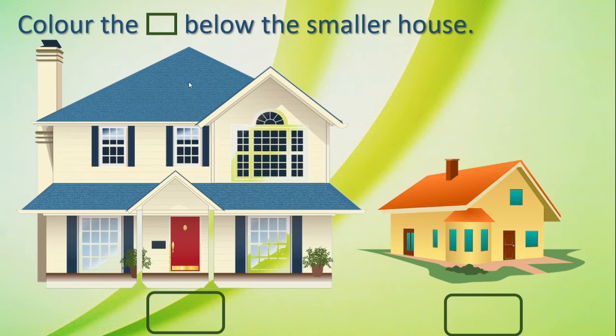Yes, this is a big house, duplex, right? One above the other. Here this is a single house. Correct? Single floored. So this is smaller and this is bigger. Right? Now we have to color the box below the smaller house. Here we have to color. Right? Good.